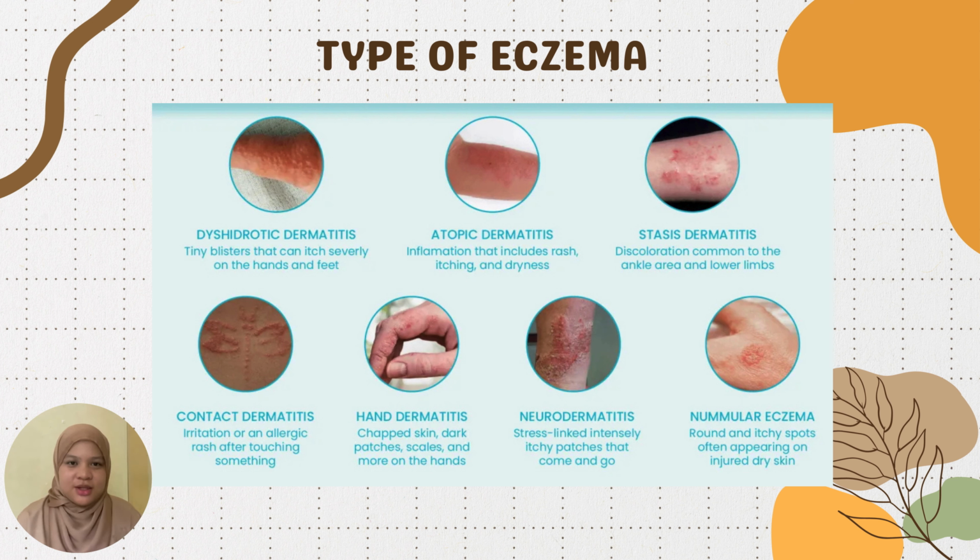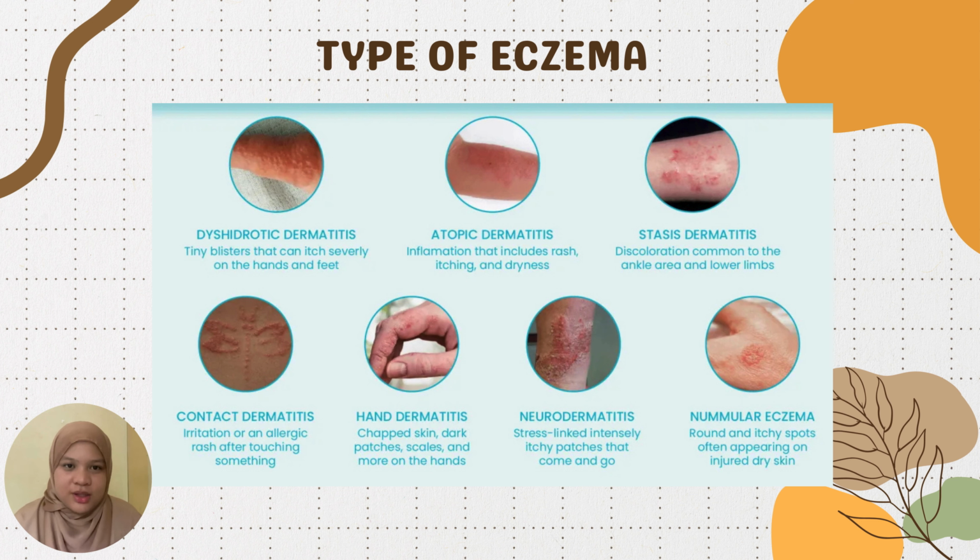And the second one is atopic dermatitis. It is a common type of eczema, often starting in childhood. The third one is stasis dermatitis. It occurs in the lower legs due to poor blood circulation. The fourth one is contact dermatitis. It occurs when the skin comes into contact with an irritant or allergen. And the fifth one is hand dermatitis. It affects the hands due to frequent washing, or exposure to a chemical or allergen.